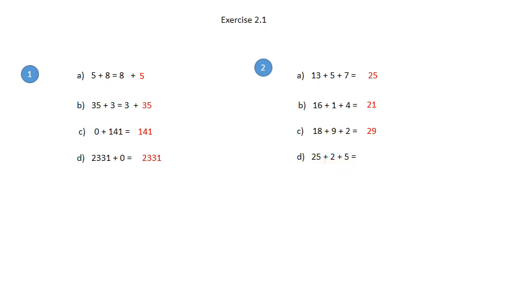Come on, students. Just think of the next one. 25 plus 2 plus 5. Yes, look here. 25 and here is 5. 25 plus 5 becomes 30 and 30 plus 2 will become 32. Okay, students, did you understand how to solve by using the three rules? Okay, now let us start question number 3.